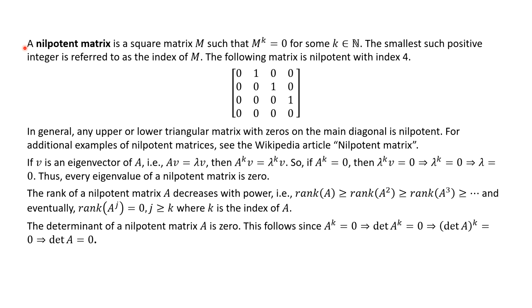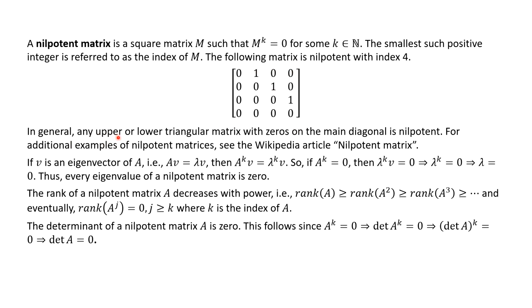A nilpotent matrix is a square matrix M such that M^k = 0 for some positive integer k. The smallest such positive integer is referred to as the index of M. I have an example here. If you take this matrix and raise it to the fourth power, you'll get all zeros.